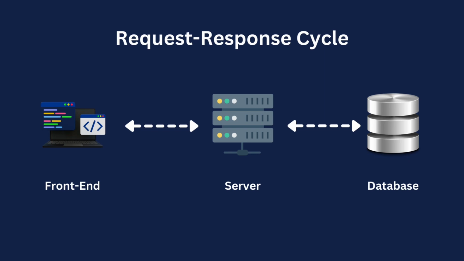We have the front end, we have the server, then we have the databases. So you send a request to the server, then send a request to the database, then the database sends a response, then the response from the server sends back to our front end. And this kind of communication is what we have called request response cycle.